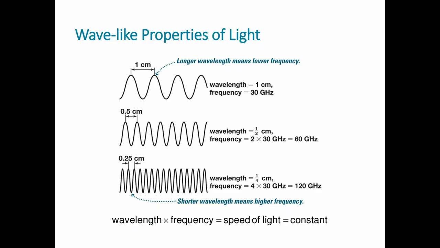Wavelength is the distance from peak to peak. If I decrease that wavelength, then my wave becomes compressed, and if I decrease my wavelength, I increase my frequency. So the two things are inversely proportional to each other.